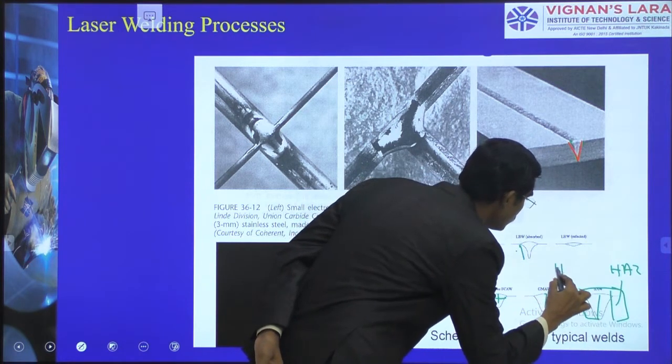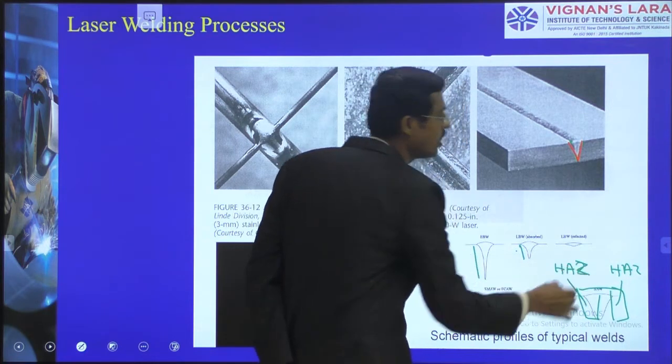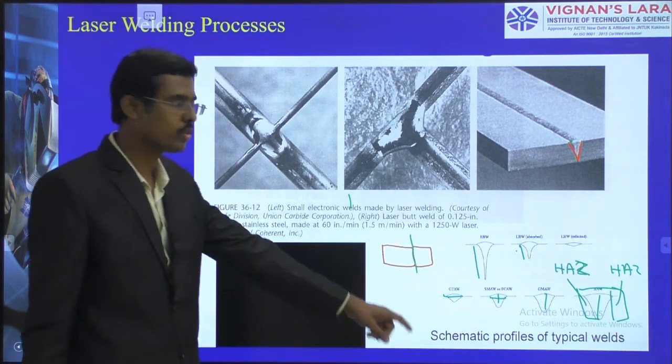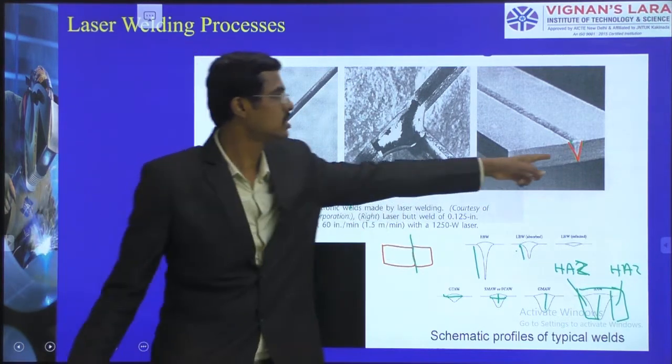This zone belongs to the heat affected zone. That is not good. Heat affected zones are brittle, so they are not recommended. So we prefer electron beam welding and laser beam welding. See, this is the keyhole.